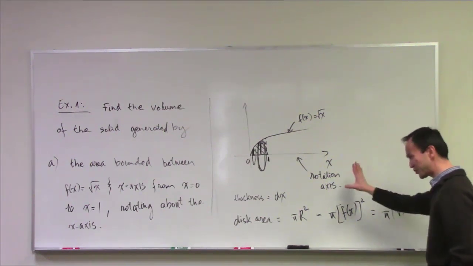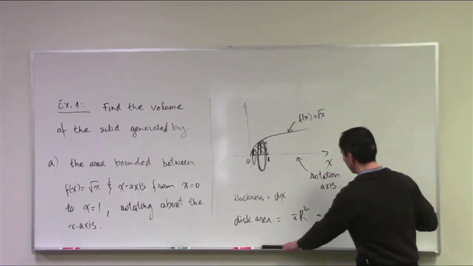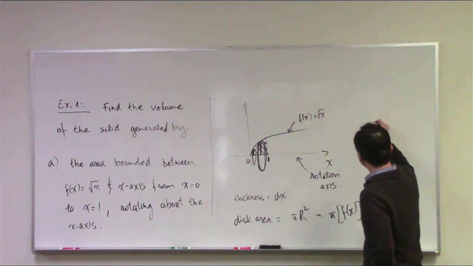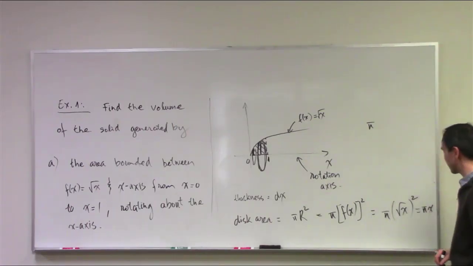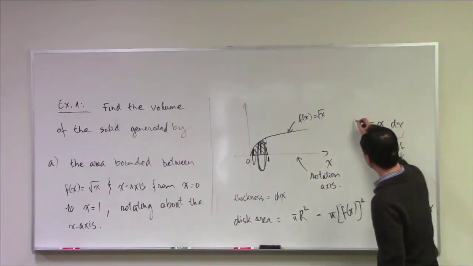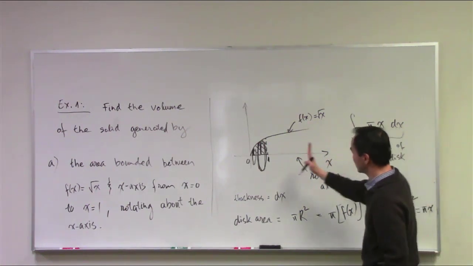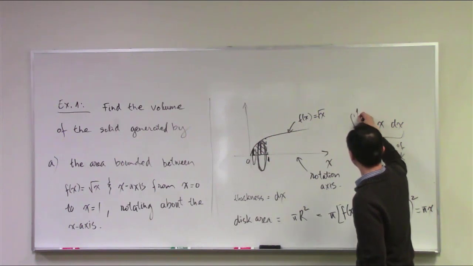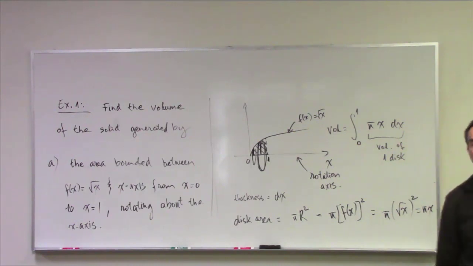Once again, let's check for consistency. Actually, let's wait for the next step, and we will be able to check for consistency. Now the disc area, square root of x all squared, gives me just x. So really, this area is just pi times x, right? So pi times x times dx. This is the volume of one disc. You guys follow it? And we're accumulating all of those little disc volumes, starting from 0 and ending at 1. That's going to achieve the whole total volume. Are you able to follow with me on that?